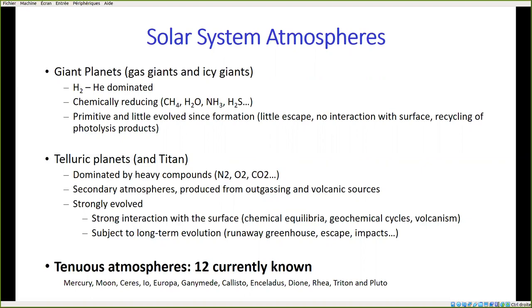So all of these objects are relatively small by planetary standards. Therefore, any atmosphere around them will be relatively weakly bound gravitationally, and therefore subject to escape. And therefore, the fact that these atmospheres exist implies that there are some supply mechanisms that we will review.